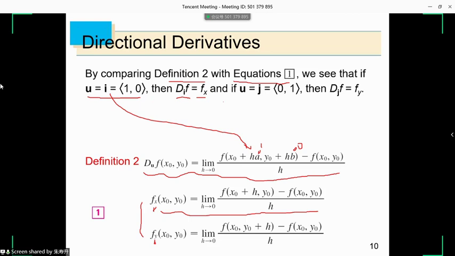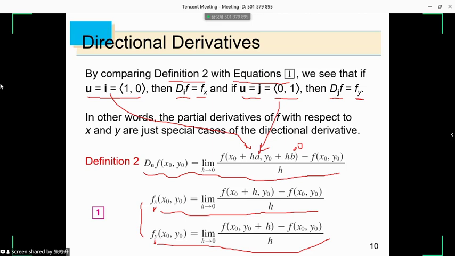Okay, and then if u equals j and j equals (0, 1), then the directional derivative in the direction j will equal fy. So in this case, a will equal 0 and b will equal 1. And then we will get the second case. So fx and fy are special cases of directional derivative. In other words, the partial derivatives of f with respect to x and y are just special cases of the directional derivative.